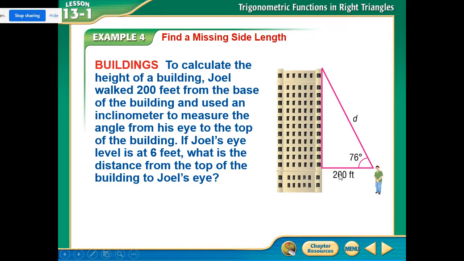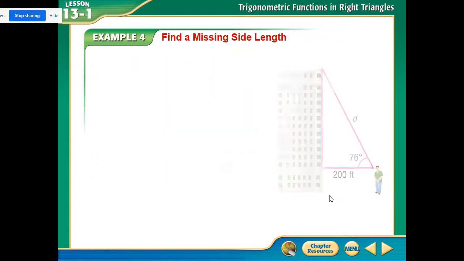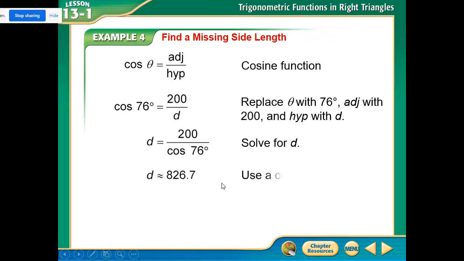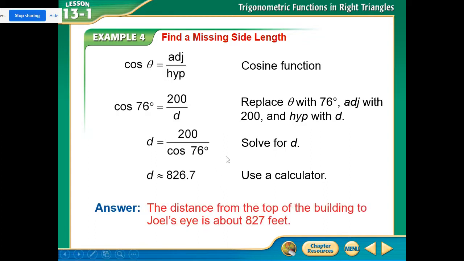So this is adjacent, and this is hypotenuse. Adjacent and hypotenuse is the cosine. So we're dealing with the cosine of 76. So cosine of 76 equals 200 over d. Again, I put this over 1 so I can cross multiply. And then we'll divide by the cosine of 76. So d equals 200 divided by the cosine of 76. That's 826.7 feet, so about 827 feet, roughly, to the top of the building. Don't know why he needs to know that, but that's about how far it is.